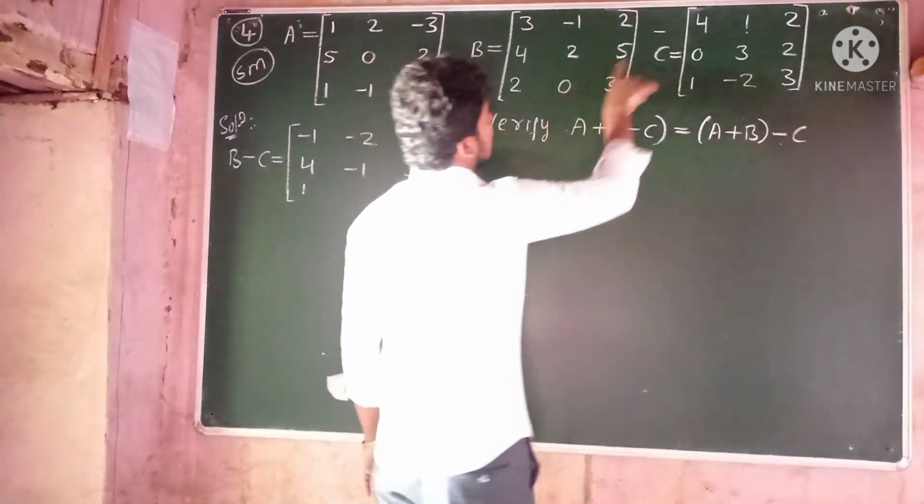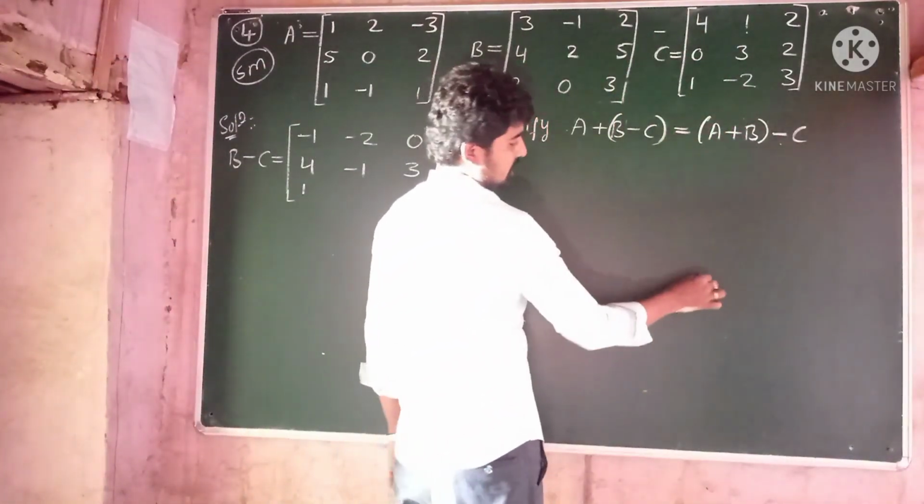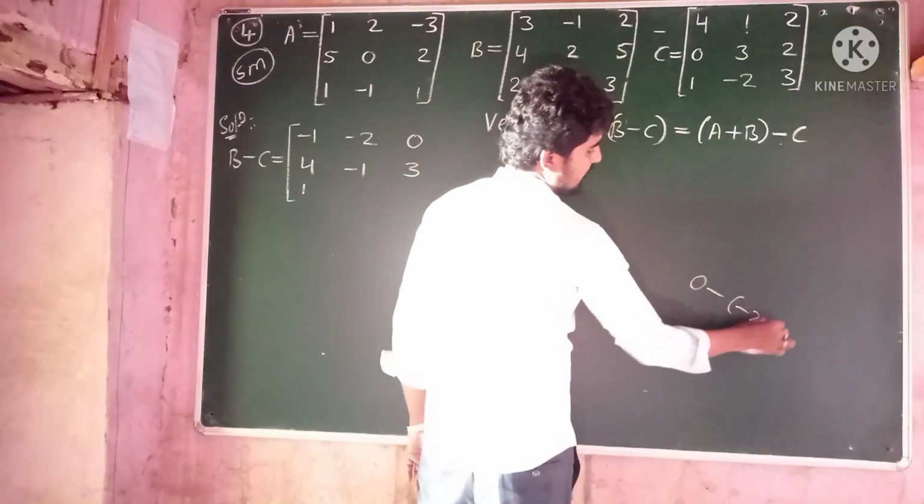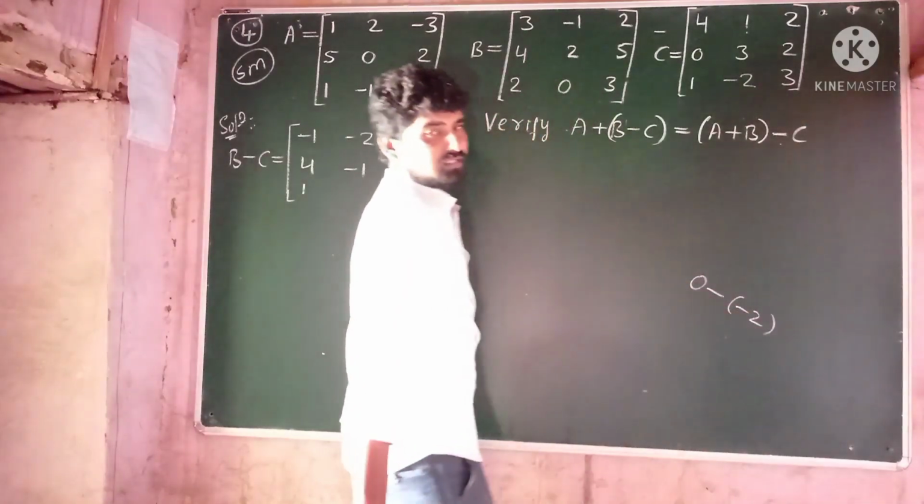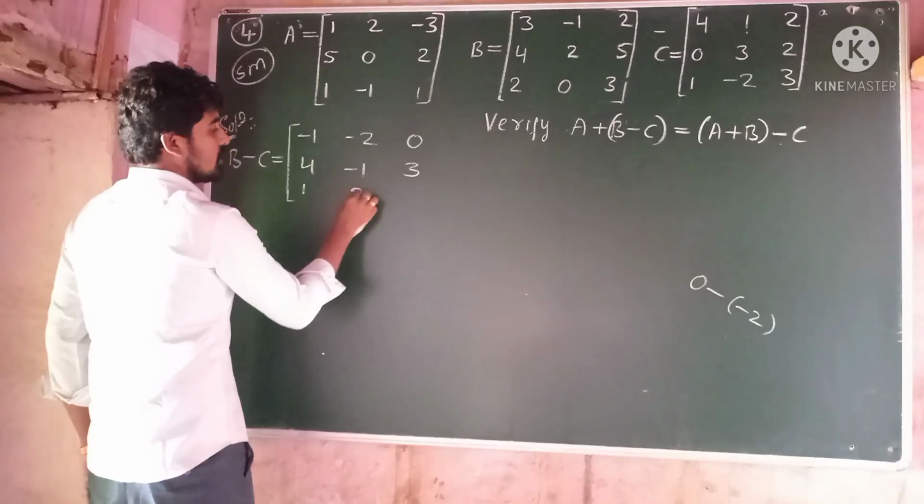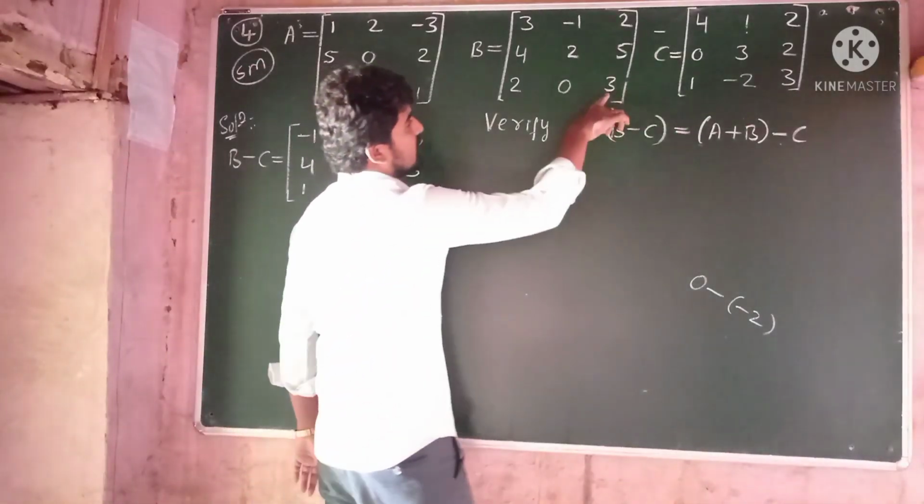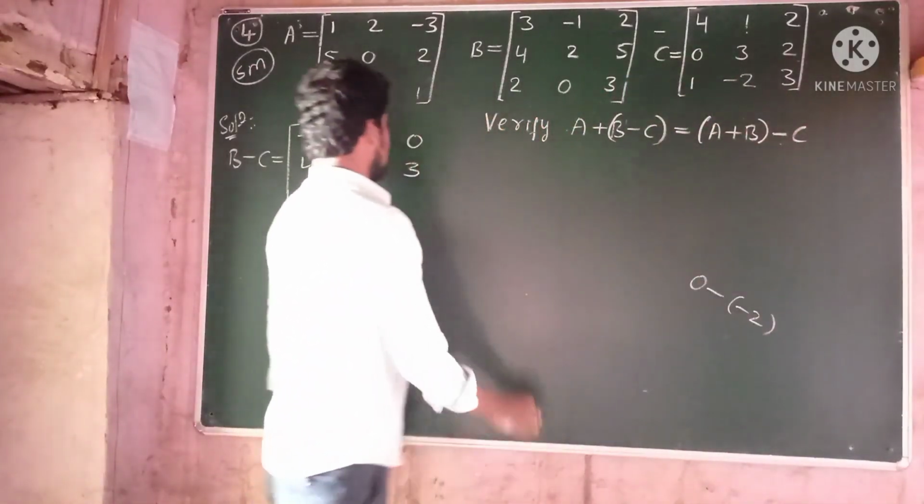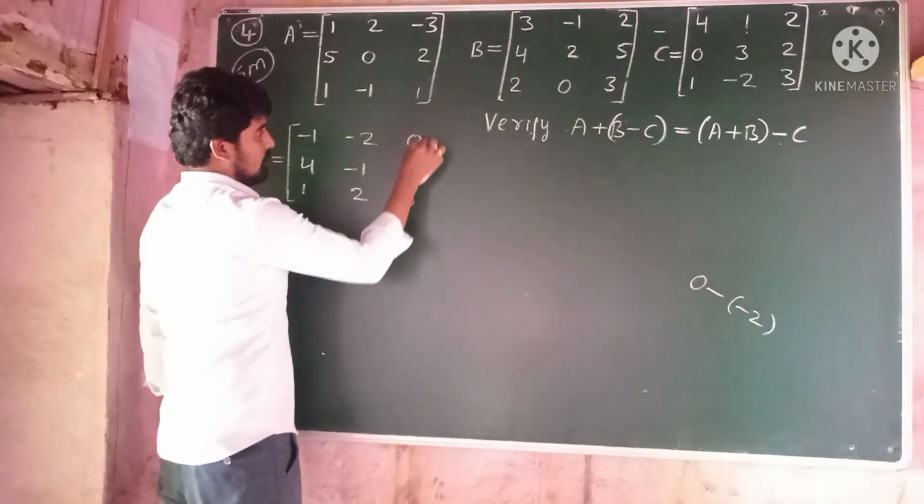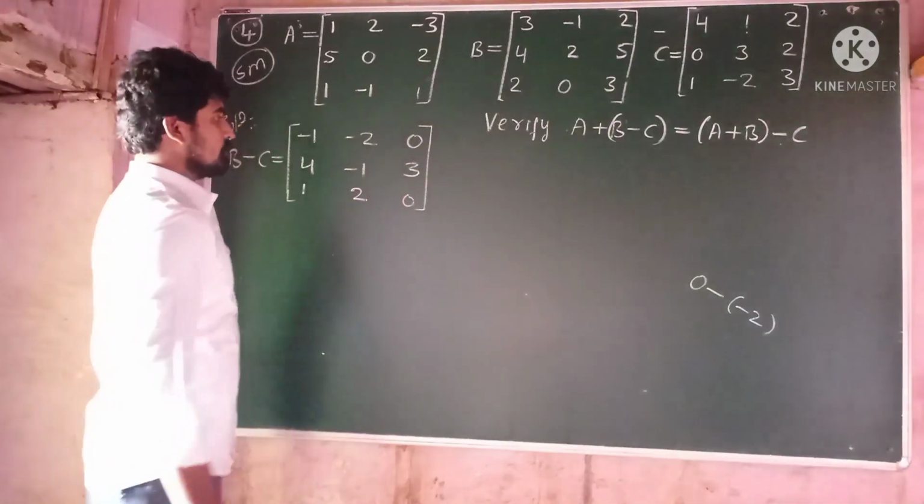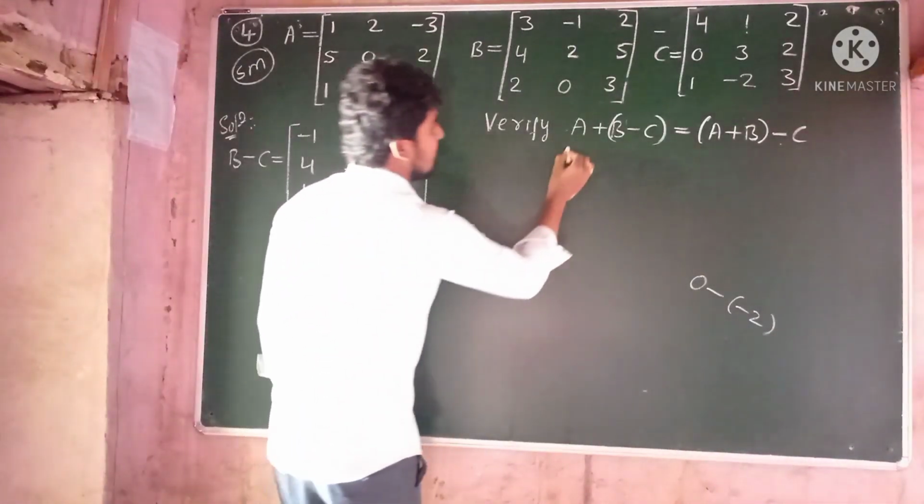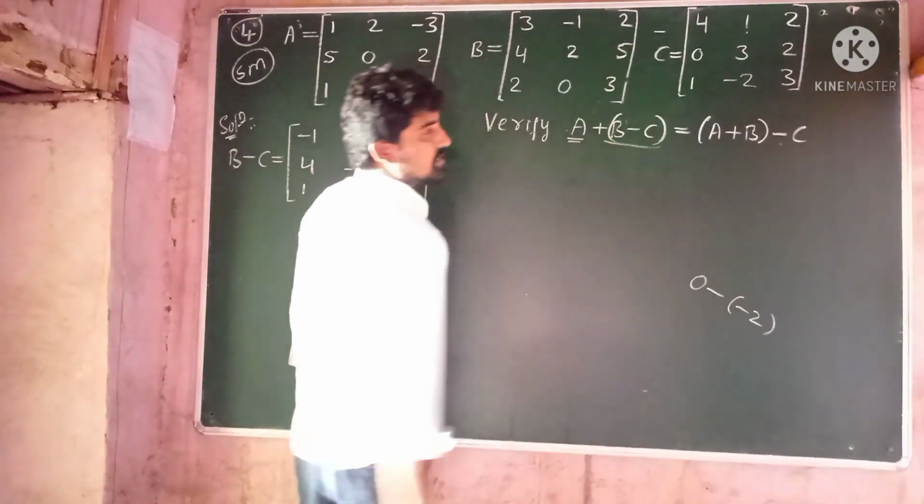And then 0 minus of minus 2. Minus into minus is plus. So 0 plus 2 is equal to 2. And then 3 minus 3 is 0. And then we need to find the A plus B minus C matrix.